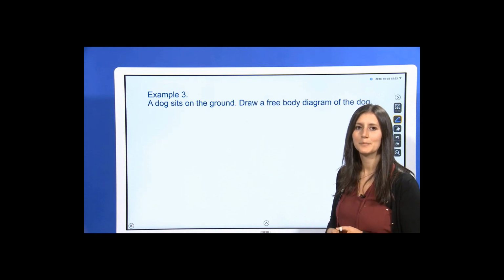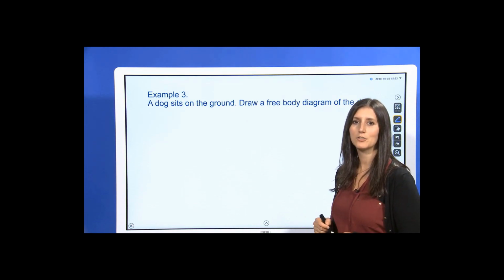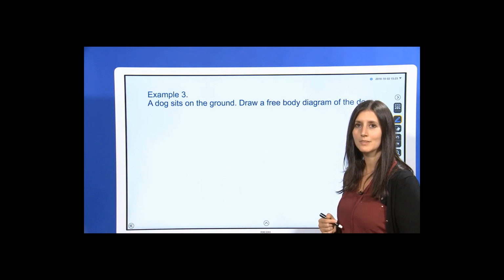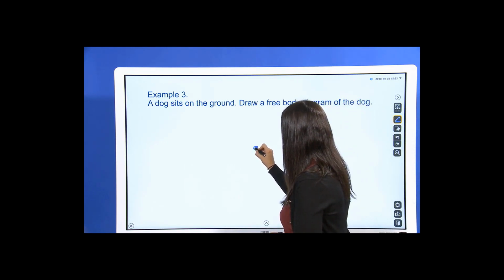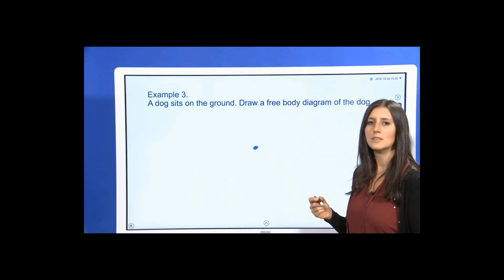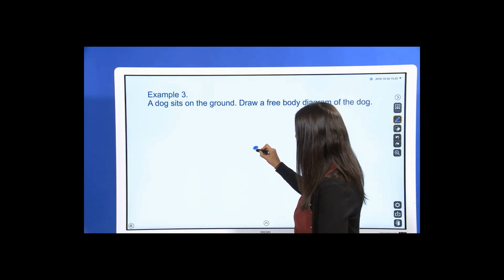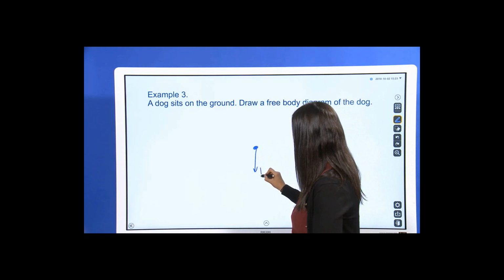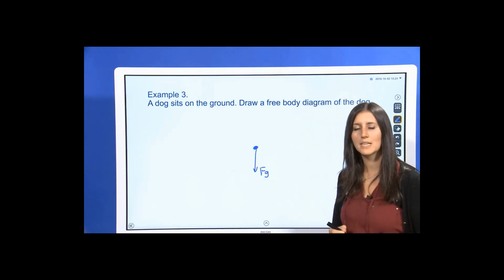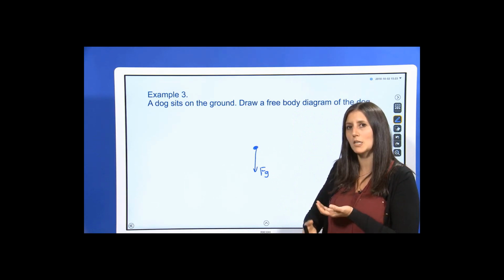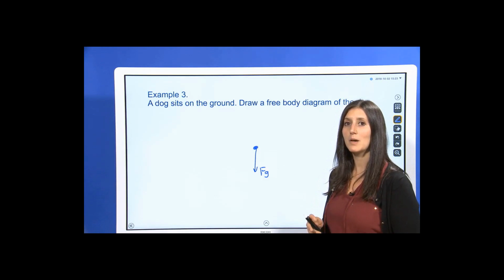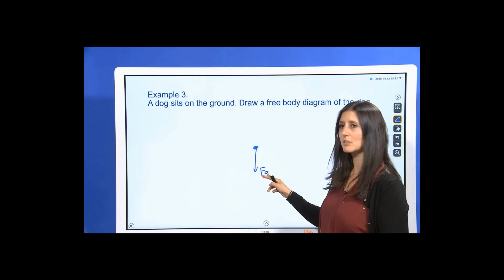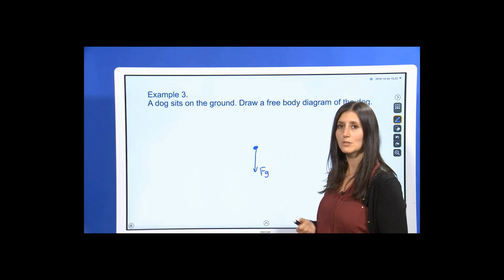Third example, a dog is sitting on the ground. Draw a free body diagram of the dog. Okay, so for this one, again, I'm going to represent the dog by just drawing a dot. There's always a force of gravity which always points straight down, so this is my force of gravity. And again, if this was the only force acting on my dog, the dog would be falling through the ground, which it's not, it's just sitting there. So there must be a force that's equal to the force of gravity acting in the opposite direction.